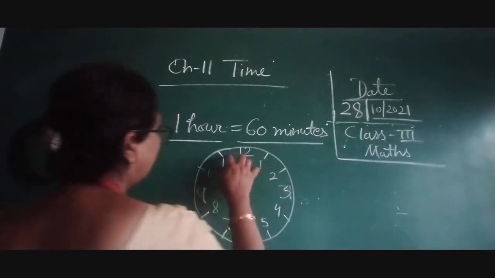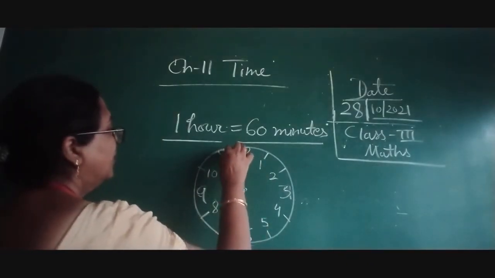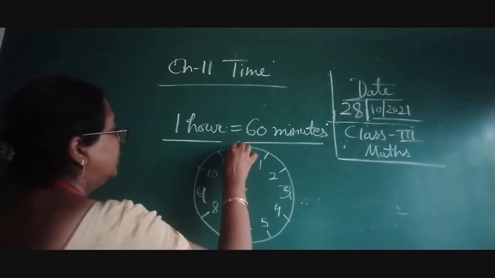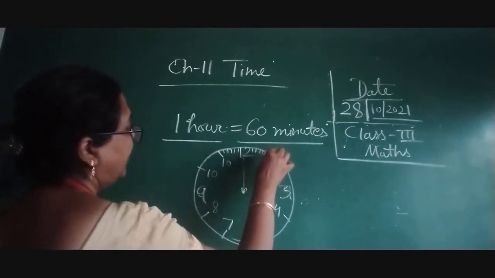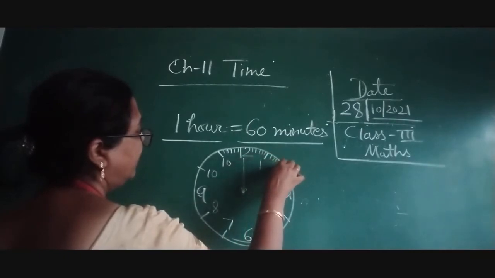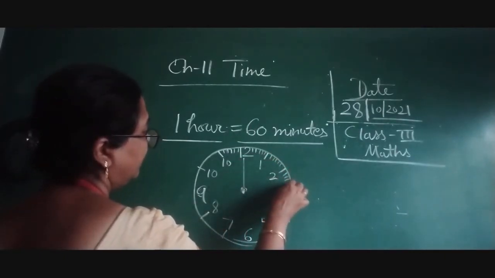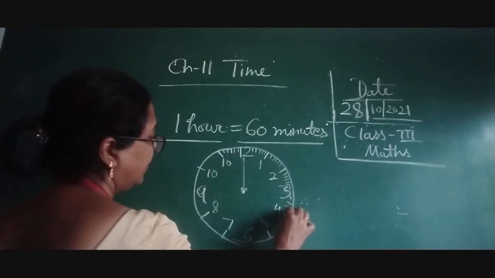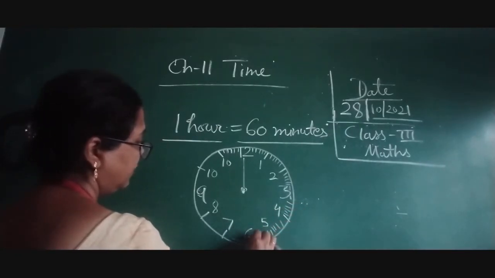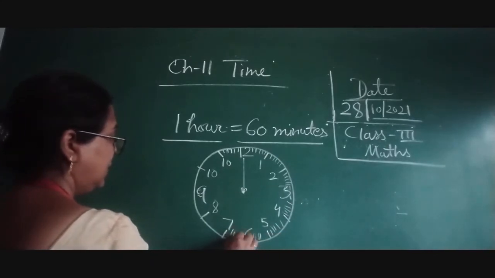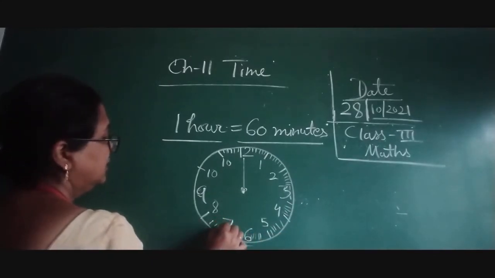In between the numbers there are 1, 2, 3, 4 and 5. There are subdivisions between every pair of numbers.